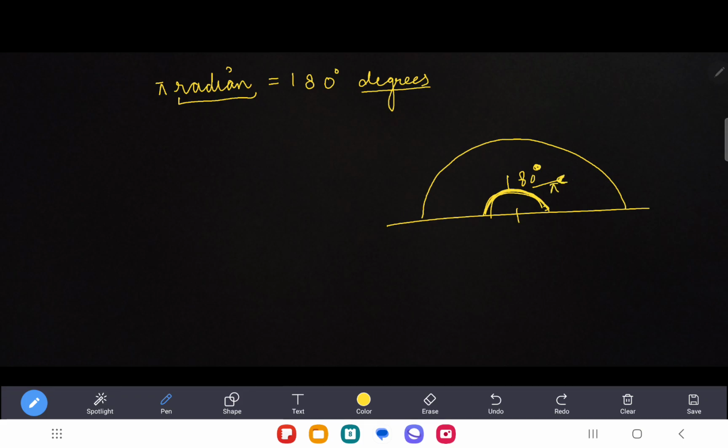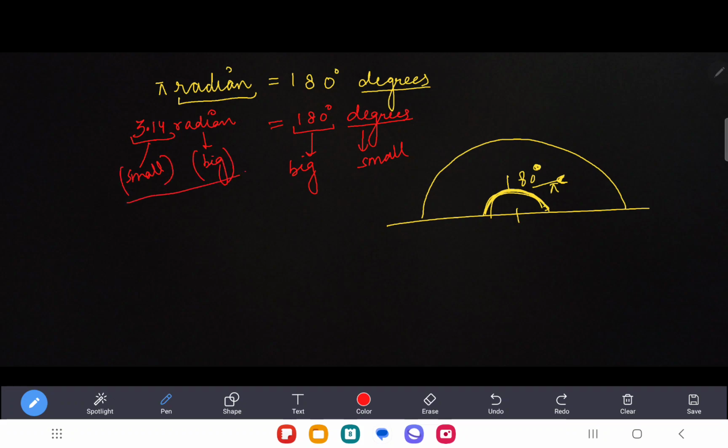The same angle is pi radians. But what is the value of pi? 3.14 radians and 180 degrees. So degrees is a unit, but the number here is 180, which is such a big number. So if the number is big, the unit shall be small. And if the number is small, the unit shall be big. You understand?